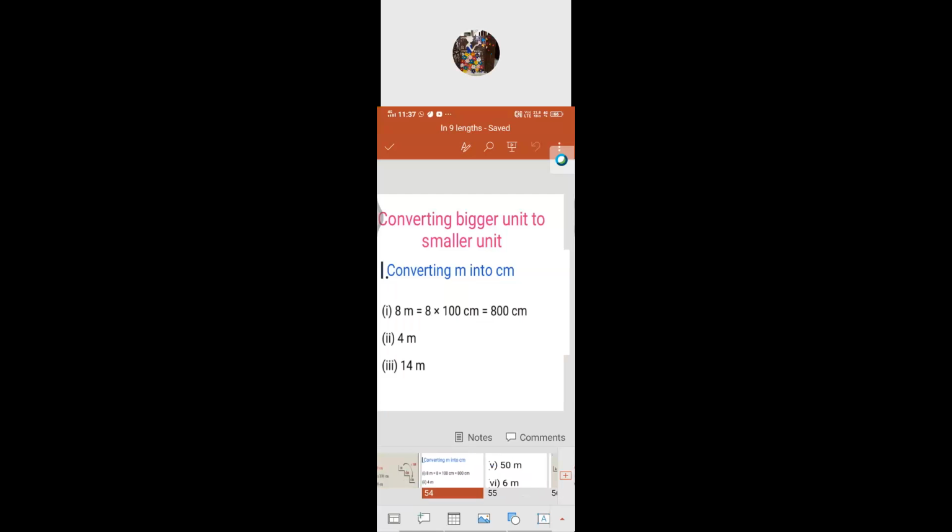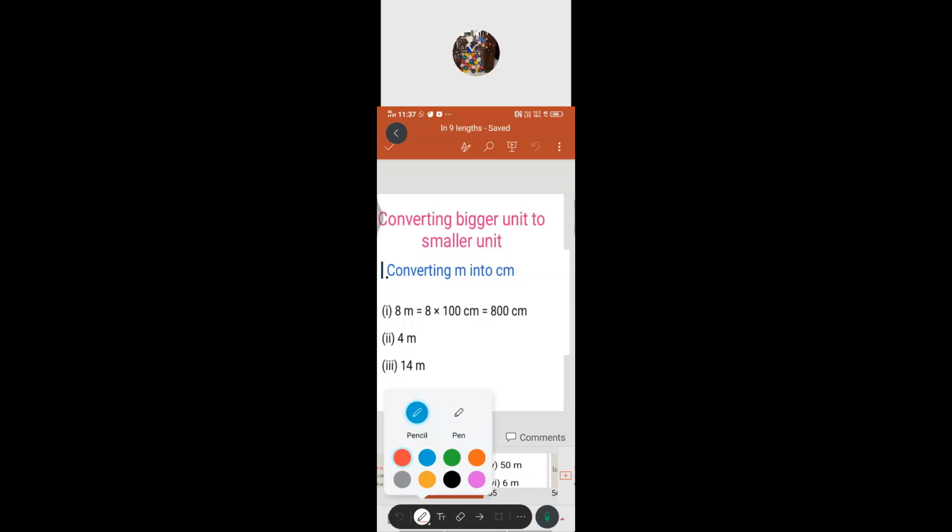So what should that be? 400 centimeters, because you are multiplying 4 meters. You should not leave the unit out. Multiply by 100. What will be the answer? 400 centimeters. Similarly, if you come to 14 meters.